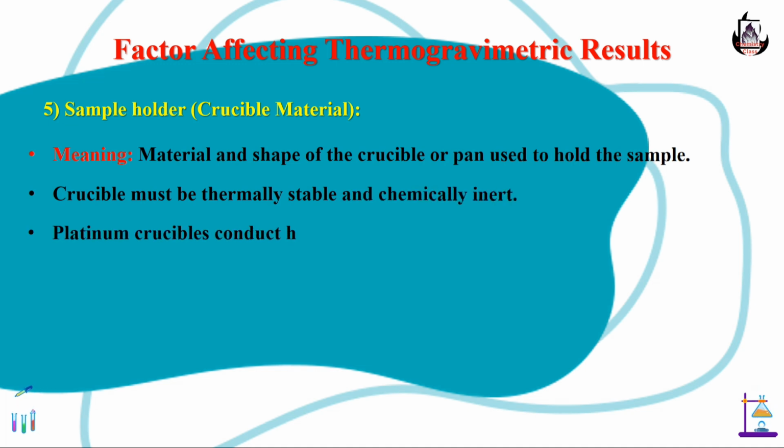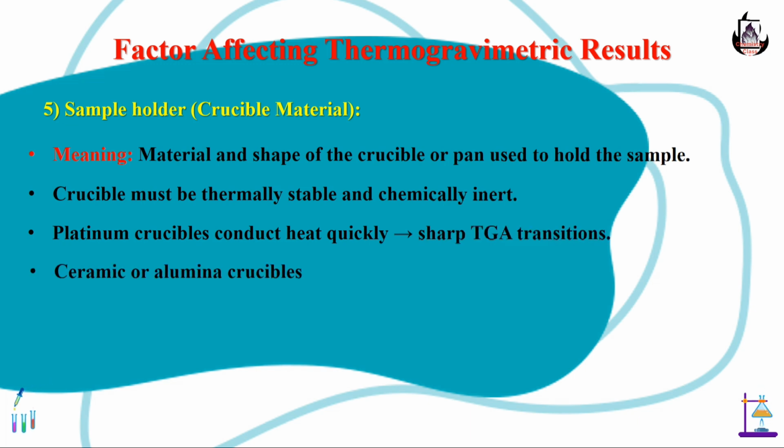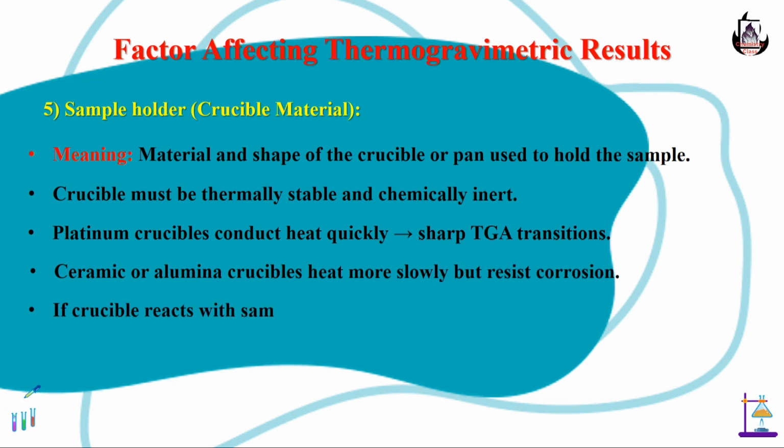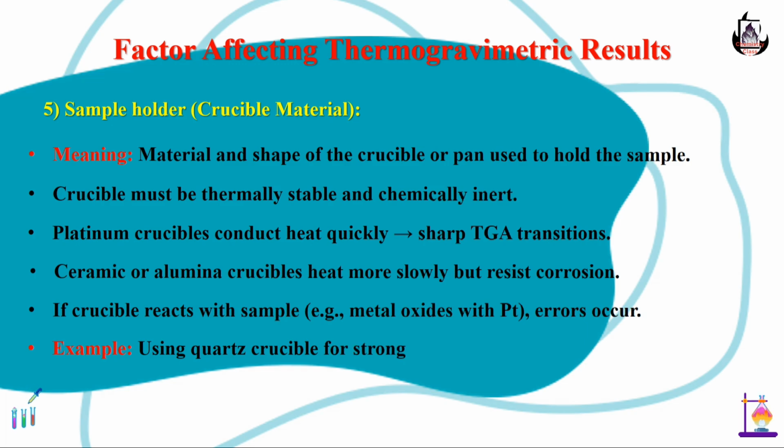Platinum crucible conducts heat quickly and gives sharp TGA transition. Ceramic or alumina crucible heats more slowly but resists corrosion. If crucible reacts with sample, error occurs. For example, using quartz crucible for strong oxidizer to avoid platinum corrosion.